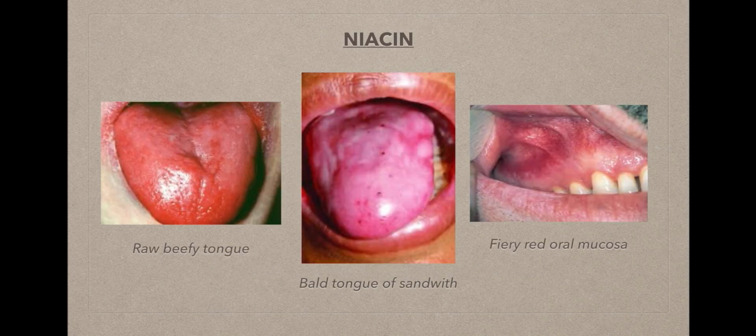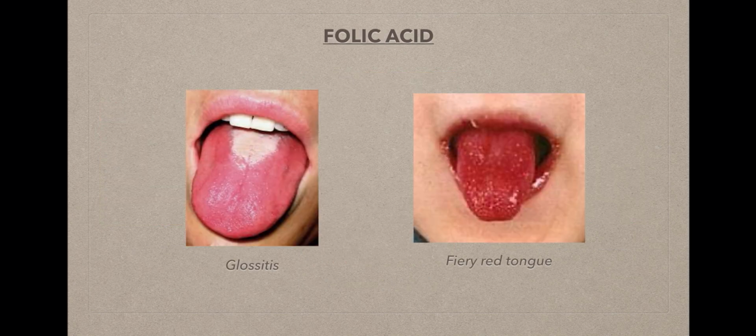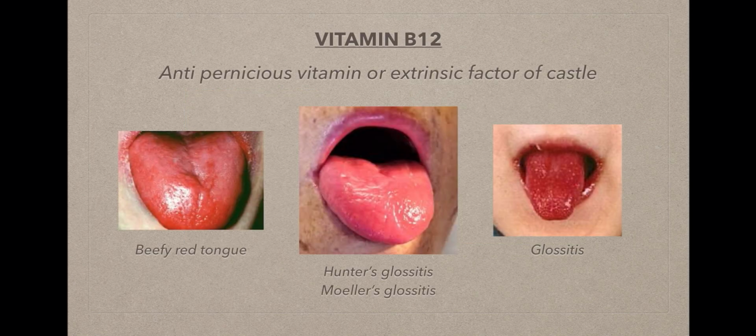Niacin deficiency can cause certain characteristic features such as raw beefy tongue, bald tongue of Sandwith, and also fiery red oral mucosa. Folic acid deficiency can cause inflammation of the tongue again, which is called glossitis, and also fiery red tongue. Vitamin B12 is basically called the anti-pernicious vitamin or extrinsic factor of Castle, and this has certain characteristic features such as beefy red tongue, Hunter's glossitis, and Moeller's glossitis.